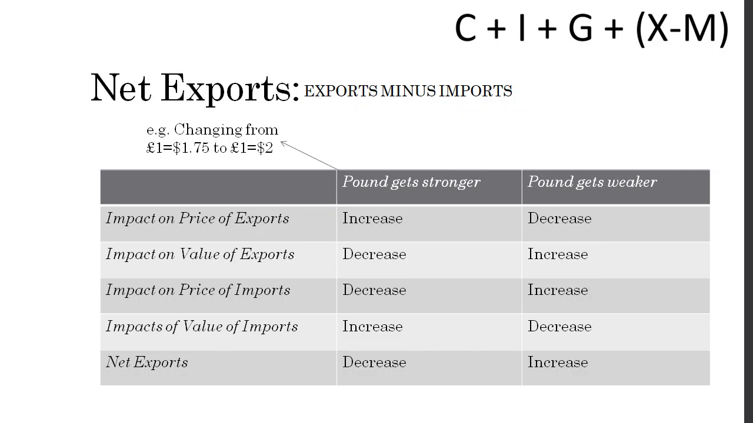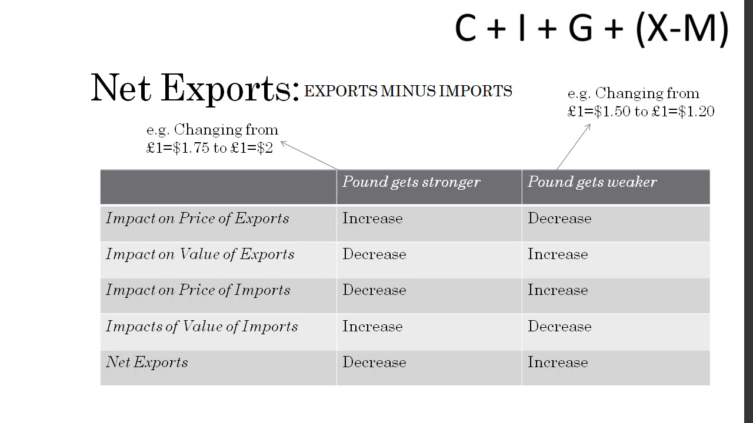The next change we need to examine is the pound becoming weaker. For example, changing from £1 equals $1.50 to £1 equals $1.20. When the pound decreases in value, foreign consumers will have to pay less to purchase our domestic products, so the price of exports will decrease. This will cause more foreign consumers to import, which counts as our exports, so the value of exports will increase.